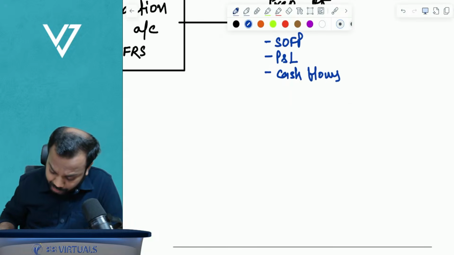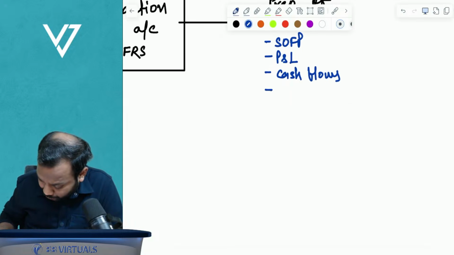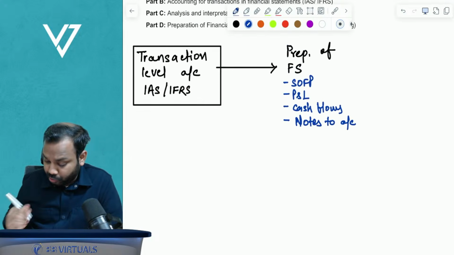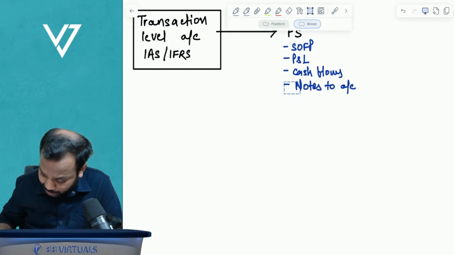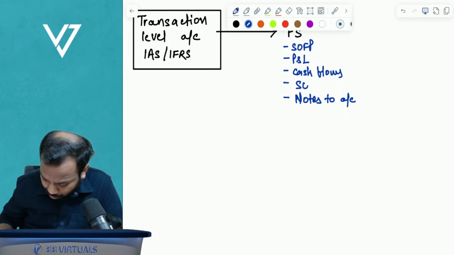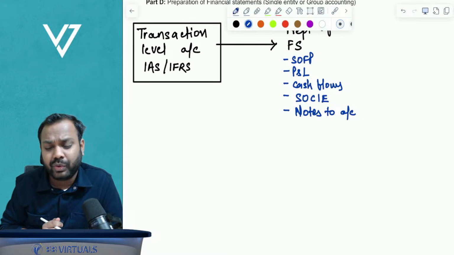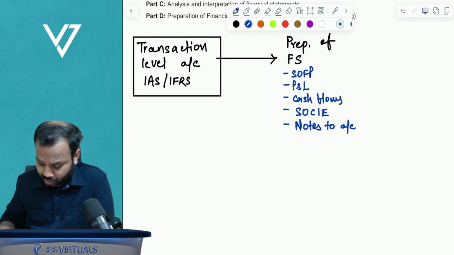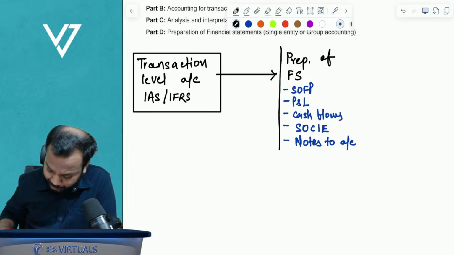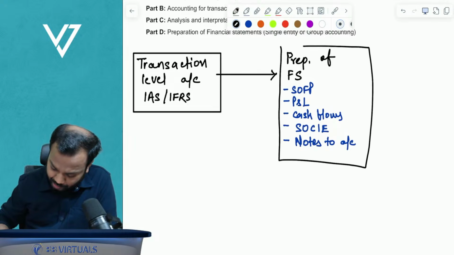Notes to accounts, and also statement of changes in equity. Now, what is the statement of changes in equity? We'll study that later, not now. So we'll prepare the financial statements.